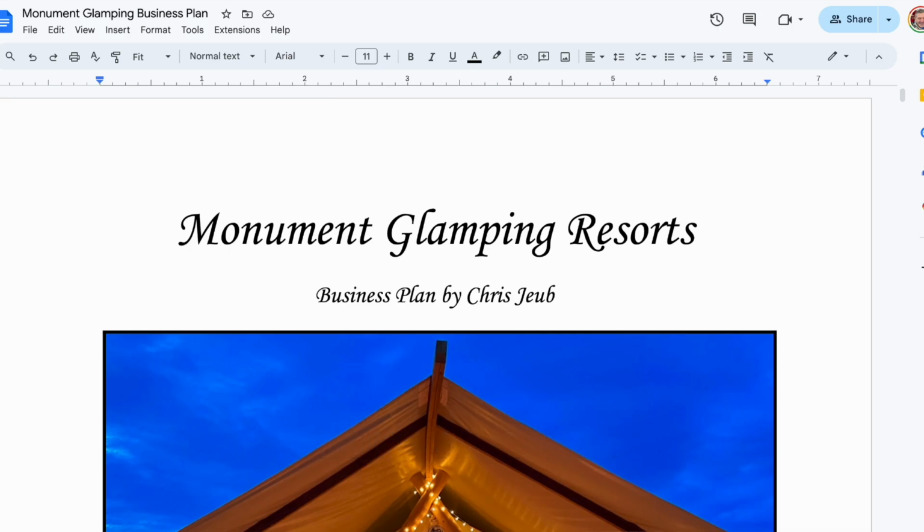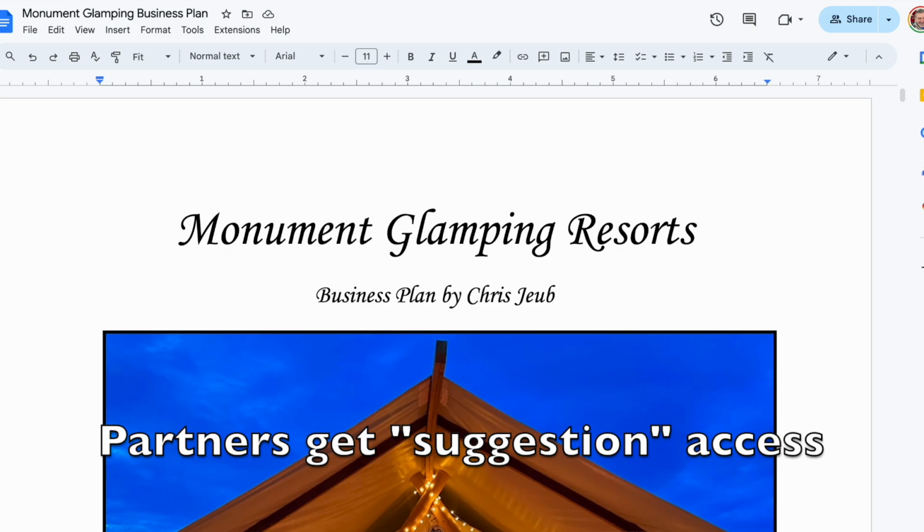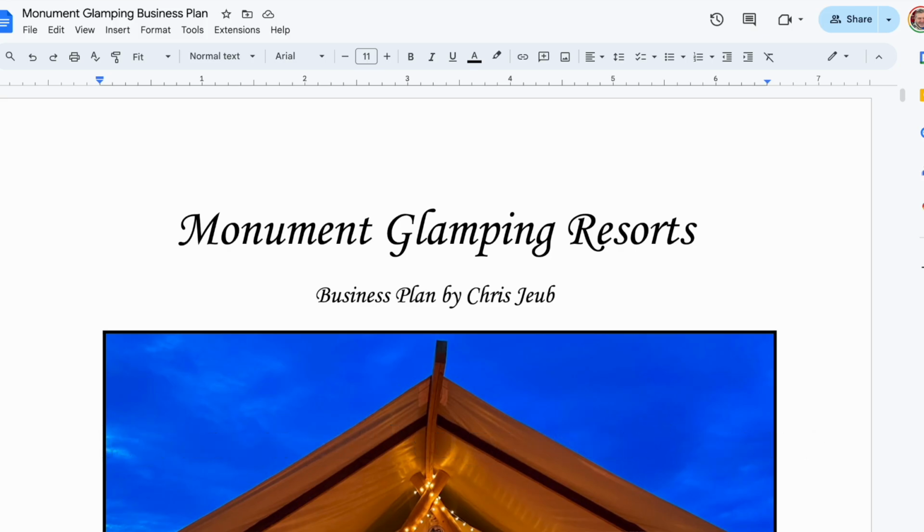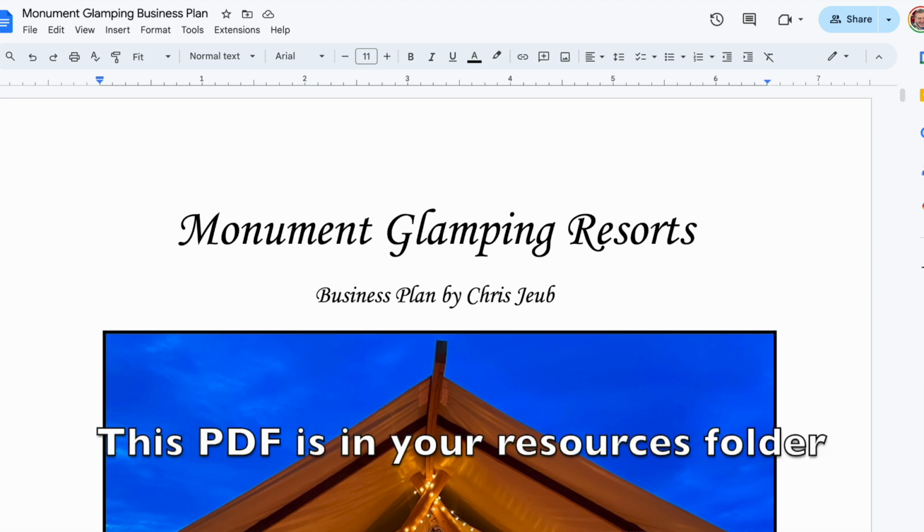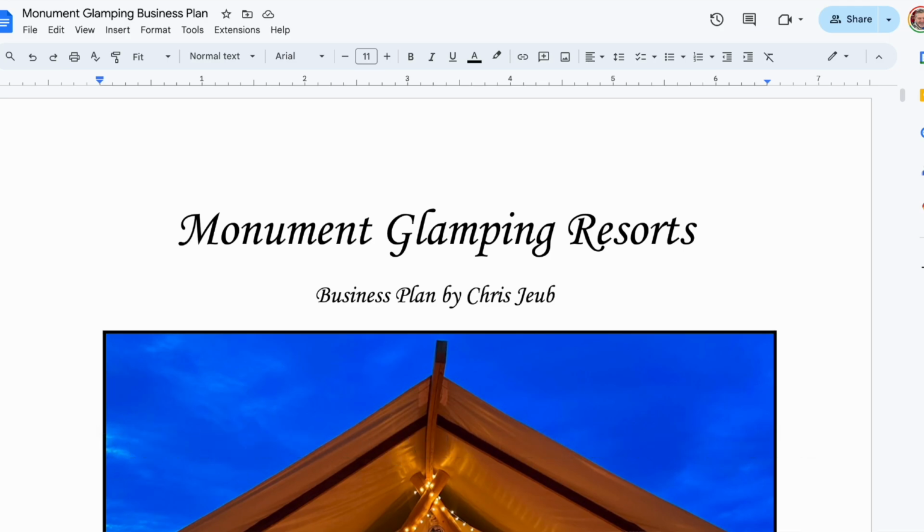And even my partners only get suggestion access, which means they can make comments without actually editing the document. This gives me total control as I need to really shape the plan properly. I have a copy of the PDF in our resources folder in class, but for this lesson, I'm actually working through the document in Google Docs with you.